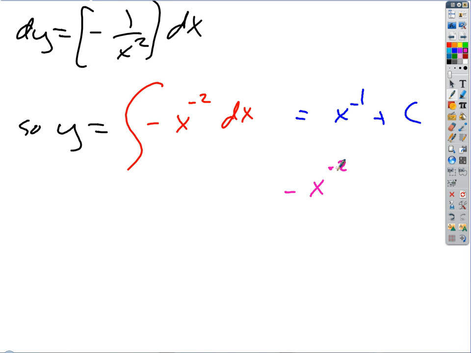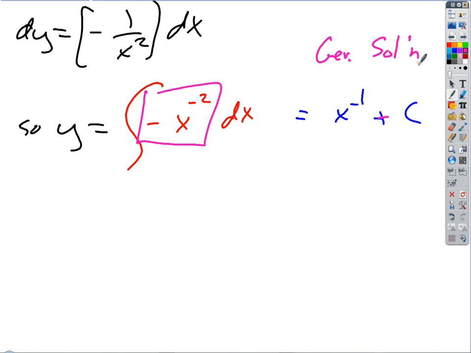So it worked, right? So that's our answer, isn't it? Because that's the function that we would have to differentiate to get this integrand, right? So there's our general solution. Okay, let's find the particular solution.